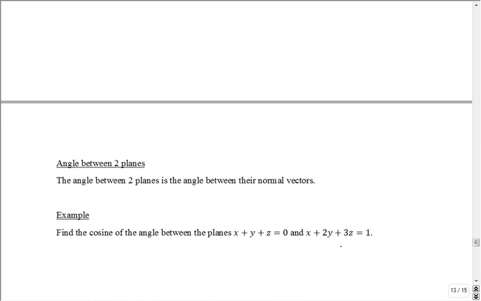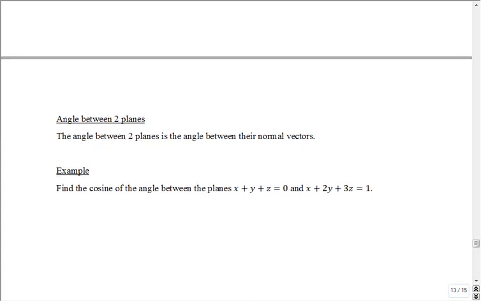Find the cosine. We just want the cosine of the angle between the planes x plus y plus z equals 0 and x plus 2y plus 3z equals 1. So what you need to write down are the normal vectors. So can somebody give me the first normal? 1, 1, 1. Can somebody else give me the second normal? 1, 2, 3. Okay?